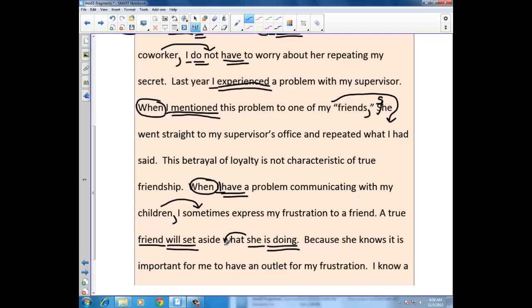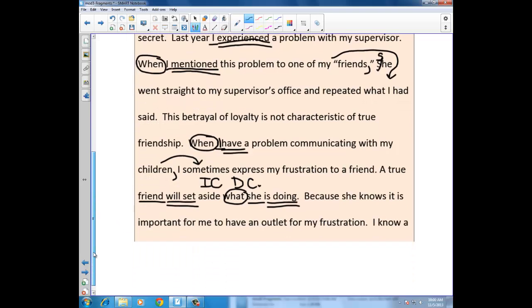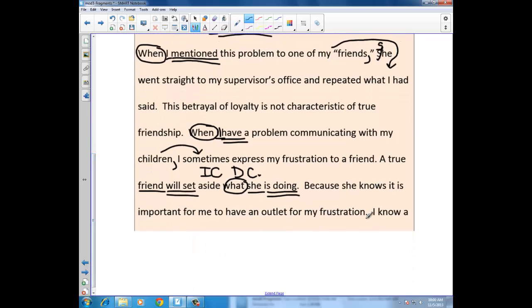Is there a dependent clause or subordinating conjunction? What you have here is an independent clause. This is the pattern we've already discussed, followed by a dependent clause. No comma is necessary. Because she knows it is important for me to have an outlet for my frustration. And you can't see the next screen, but I can just show you what's going to happen here. We're going to put a comma there and join the next two together. Let me go to the next screen.